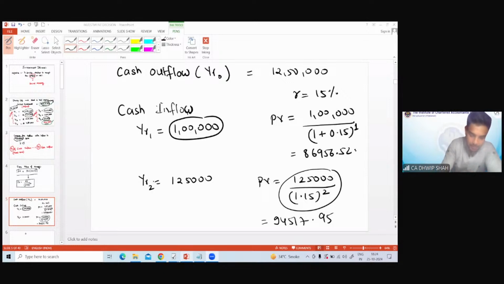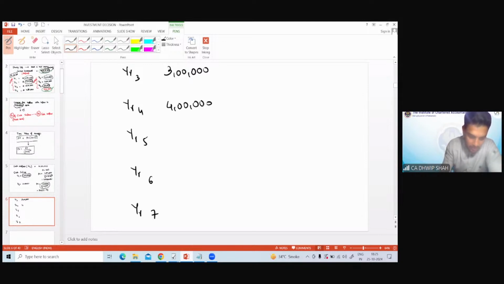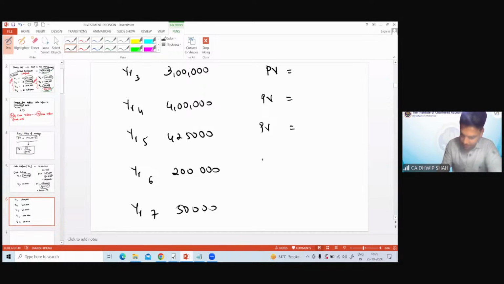Likewise, can you help me in finding the present value for year 3, year 4, year 5, year 6, and year 7? You are all mathematics experts. Year 3 cash inflow is 3 lakh. Year 4 cash inflow is 4 lakh. Year 5 is 4,25,000. Year 6 is 2 lakh. And year 7 is 50,000. Can you help me in calculating the present value for each of these years?